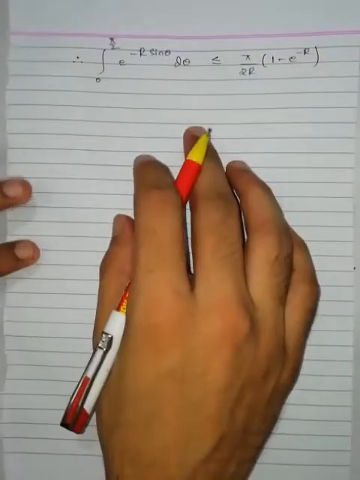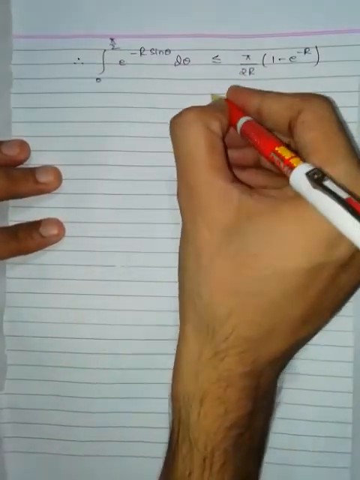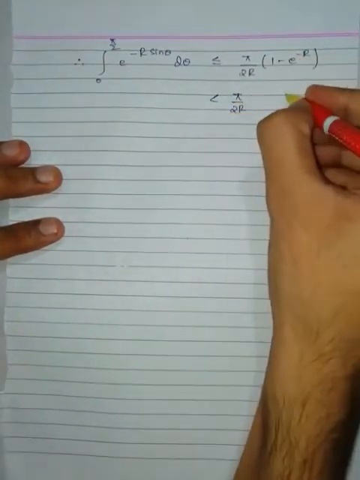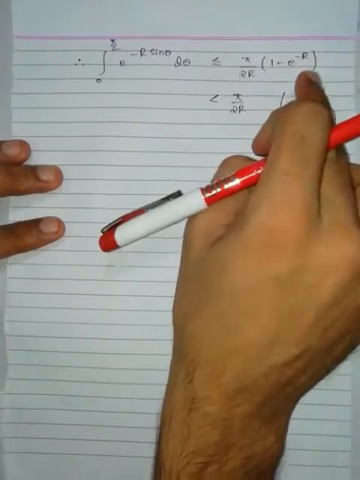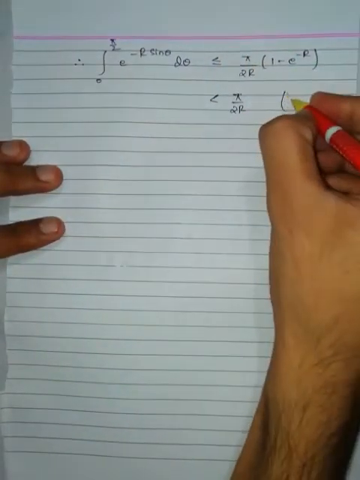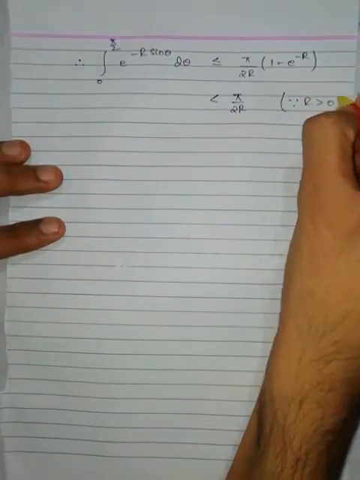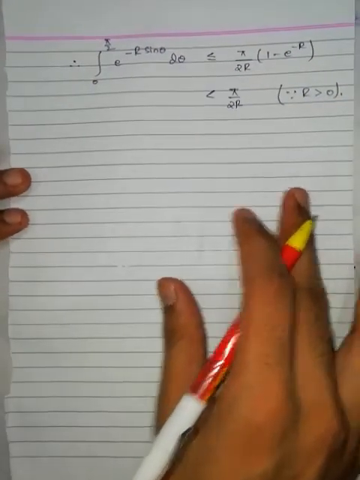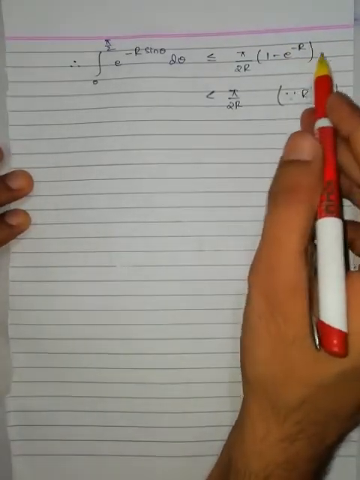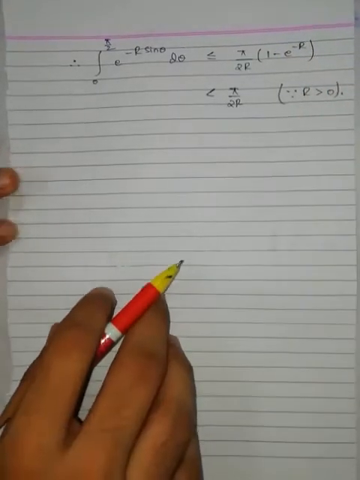Now this one I can write as strictly less than pi by 2R, because since 1 minus e to the power of minus R is less than 1, only then this value is less than pi by 2R, since R is greater than 0. R is greater than 0. If R would be 0, this one would become 1. 1 minus 1 will become 0.